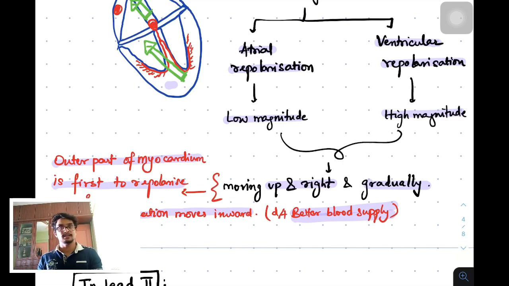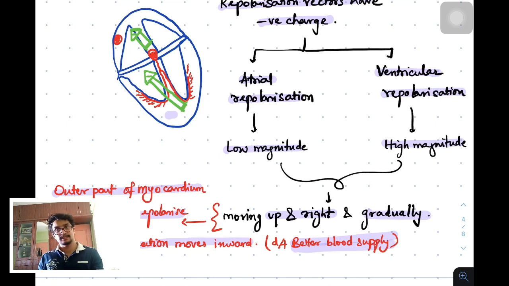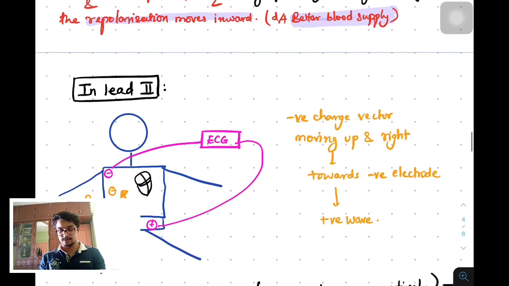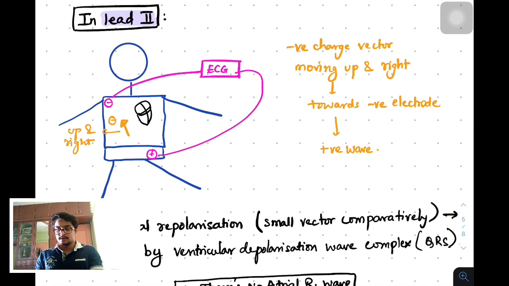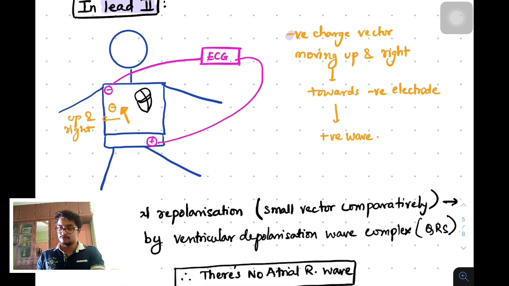So we discussed the depolarization vectors and the repolarization vectors. Now we'll combine all of them in the ECG wave. Again we are taking lead 2, with the negative charge vector moving up and right, towards the right arm, and the left leg was the positive electrode. The depolarization vector was moving towards the positive electrode, so it was giving a positive wave.